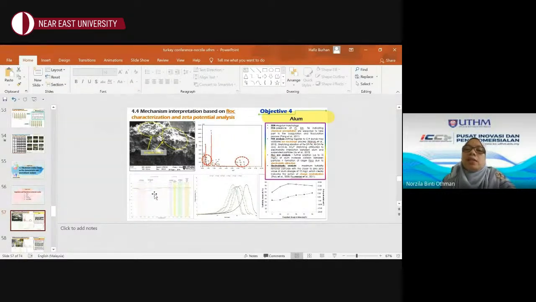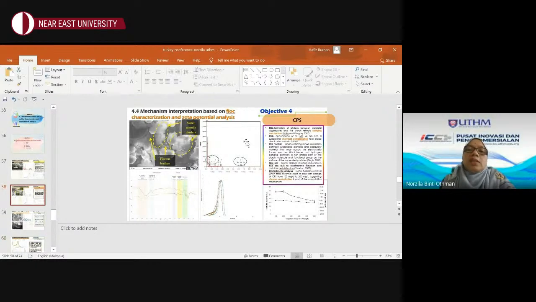FTIR analysis shows shifting of the CH bond. This might be due to ion exchange. For the floc size analysis, further additions up to 15 mg of alum increase the collisions between the particles. For electrokinetic analysis, maximum turbidity removal occurs with the zeta value close to zero at an alum dosage of 15 mg per liter.